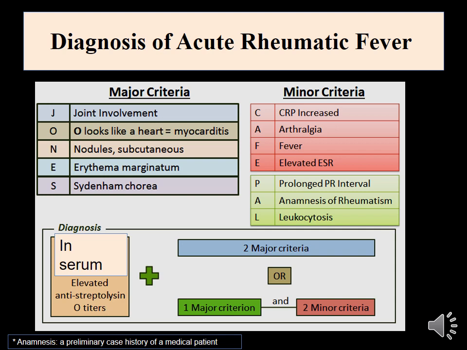The minor criteria include C-reactive protein elevation, arthralgia, fever, elevated ESR levels, possibly a prolonged PR interval in the heart, a history of rheumatic fever or its symptoms, and leukocytosis. For a diagnosis of acute rheumatic fever, the clinician will need to have the elevated serum titers we've discussed before, plus either two major criteria or one major criterion and two minor criteria.